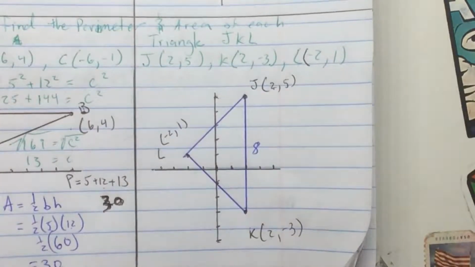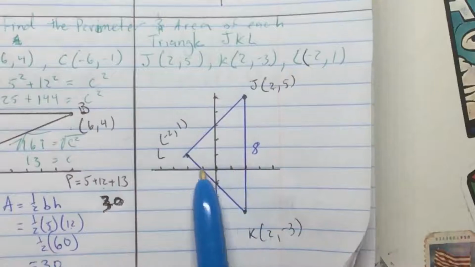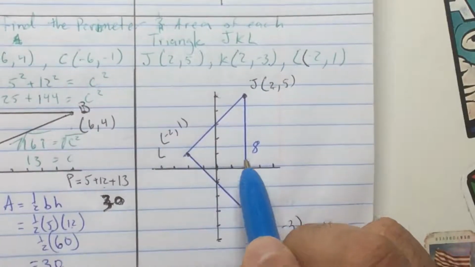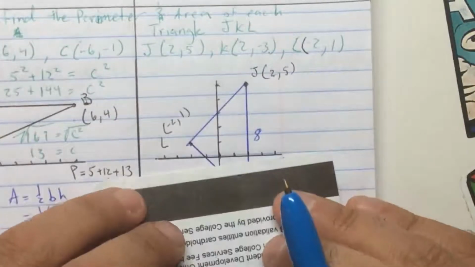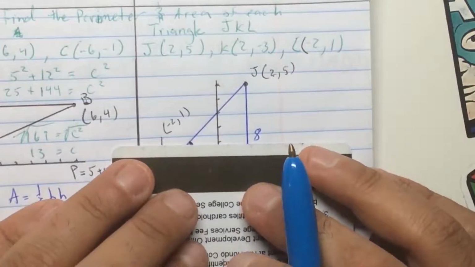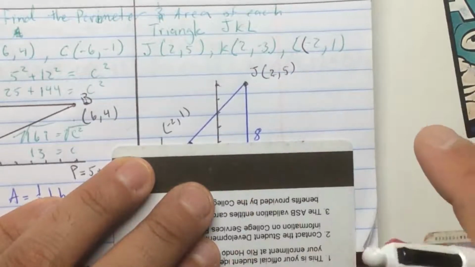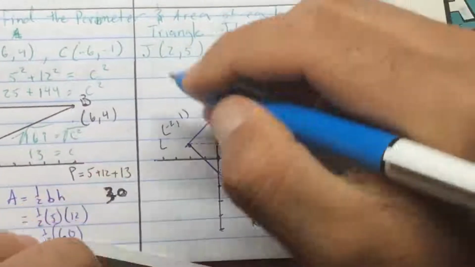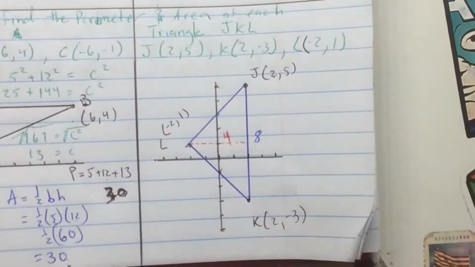And then we need to find the distance from, luckily this is on a point, but we see this is on negative 2 and these are both at 2, so we know the distance from here to this line is going to be 4. So if we look at it from here to that 1, this height is going to be 4. So we can find our area already.